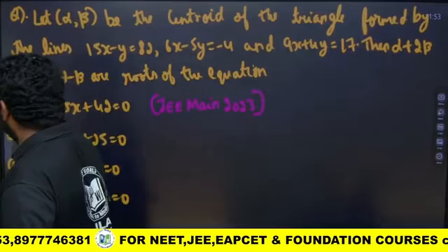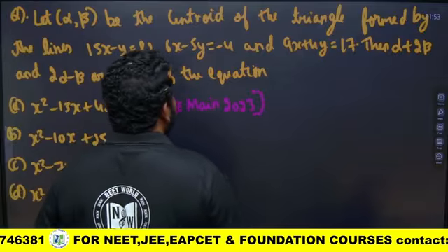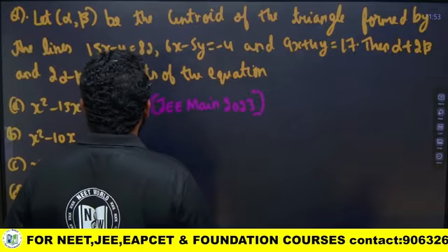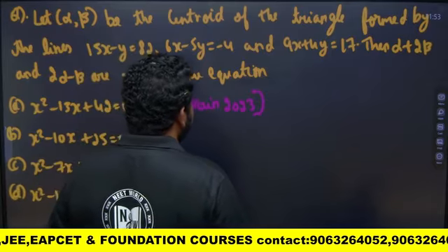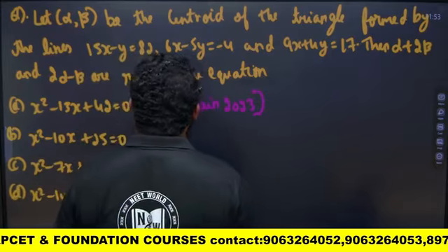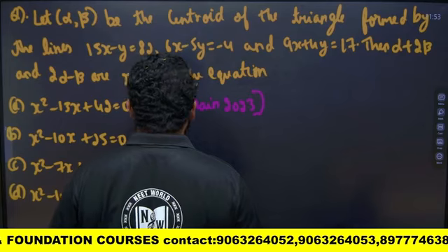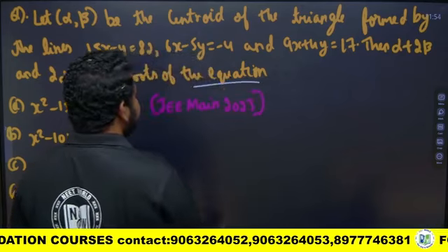Now they are telling that let alpha beta be the centroid of the triangle formed by the lines 15x minus y is equal to 82, 6x minus 5y is equal to minus 4 and 9x plus 4y is equal to 17. Then alpha plus beta and 2 alpha minus beta are the roots of the equation. They are the roots of which equation they are telling.